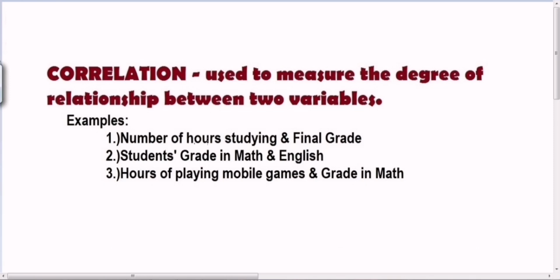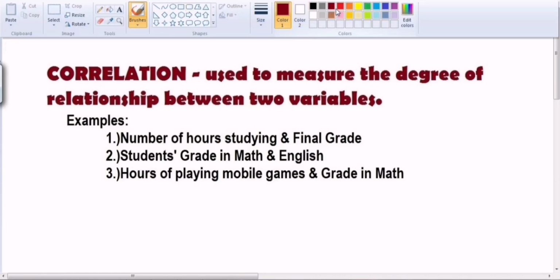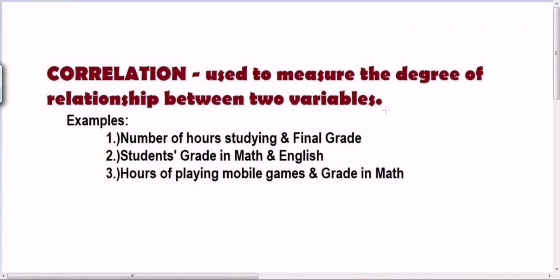Okay, so there are some examples that we can test for correlation. So the first one is the number of hours studying and final grade in school. For example, gusto nyong malaman kung may pagkakaparehas or may relasyon yung pag spend ng oras sa pag-aaral at yung kanyang magiging final grade ng isang estudyante.